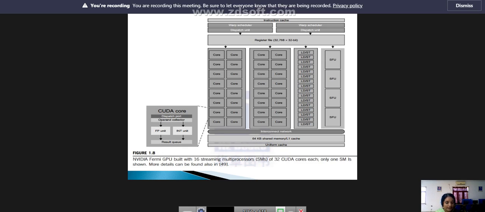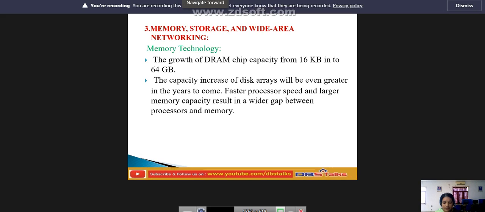Now for hard drives, capacity increased from 260 MB in 1981 to 250 GB in 2004. This represents approximately a 10 times increase in capacity every 8 years. If the processor is faster, the speed and large memory capacity result in a wider gap.